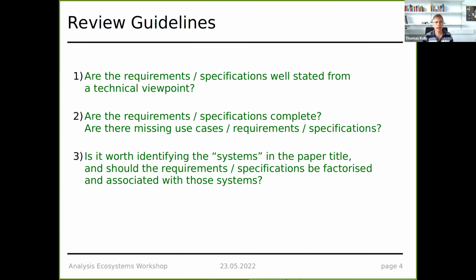We also got some guidelines on what to look for. Are the requirements and specifications well stated from a technical viewpoint? Are they complete? Are there missing use cases, requirements, or specifications? Is it worth identifying the systems in the paper title? And should the requirement specifications be factorized and associated with those systems? So you see, it's a lot about requirements and specifications.